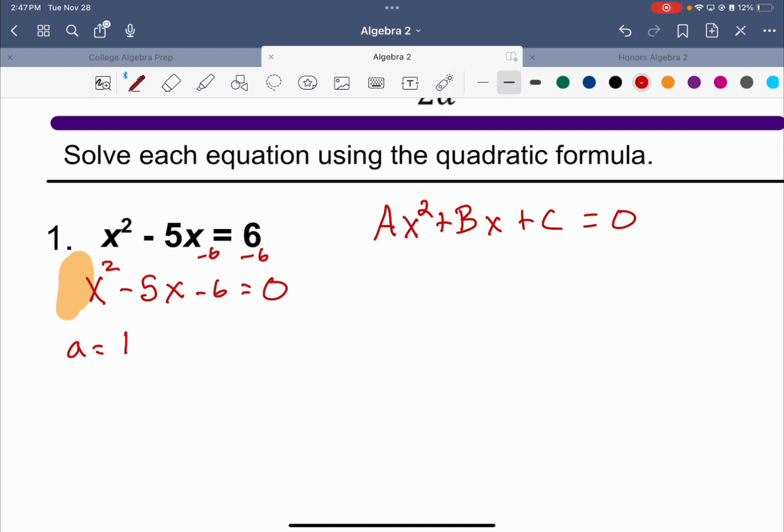Whether it's a capital A or a lowercase a, who cares? Depends on how I'm writing it at any given time. The b value is the value that's out in front of the x, along with its symbol. So in this case, it's negative 5. So b is negative 5. C is your constant at the end, along with its symbol, which is negative 6. So c is equal to negative 6.